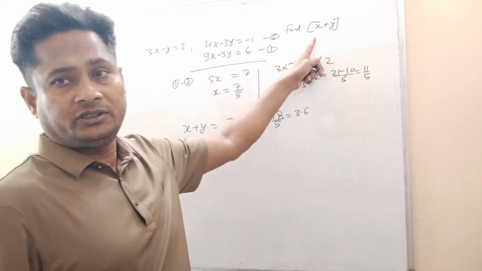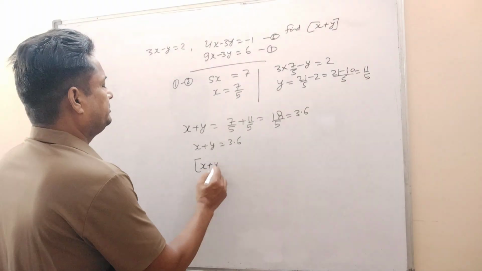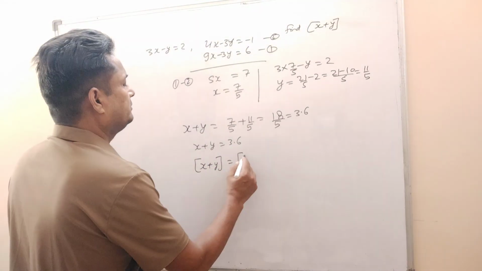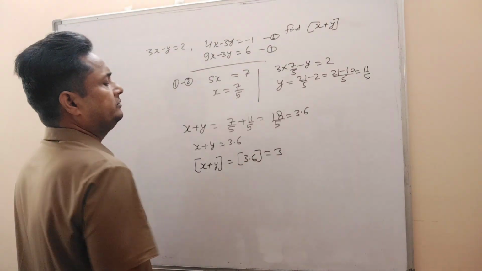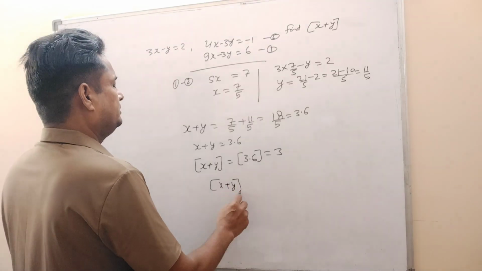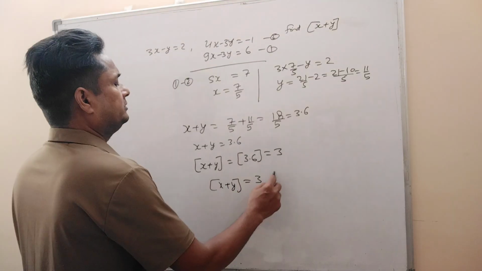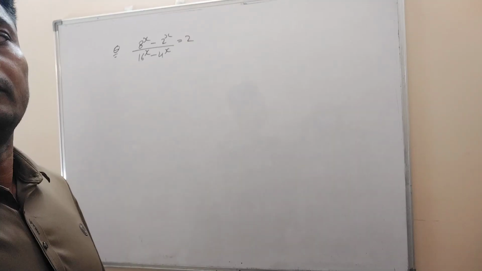Now take the greatest integer of this value. So the greatest integer of x plus y will be equal to the greatest integer of 3.6, and this will give the value 3. That means the answer is equal to 3. So this is our answer.